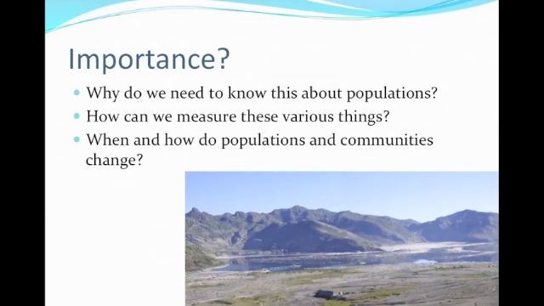So if we know how to measure things properly, if we know how to sample properly, and know how all of these measurements and timelines affect us and the ecosystem surrounding it, we can make a better educated guess as to what's going to happen, especially with what's happening with our human population today.